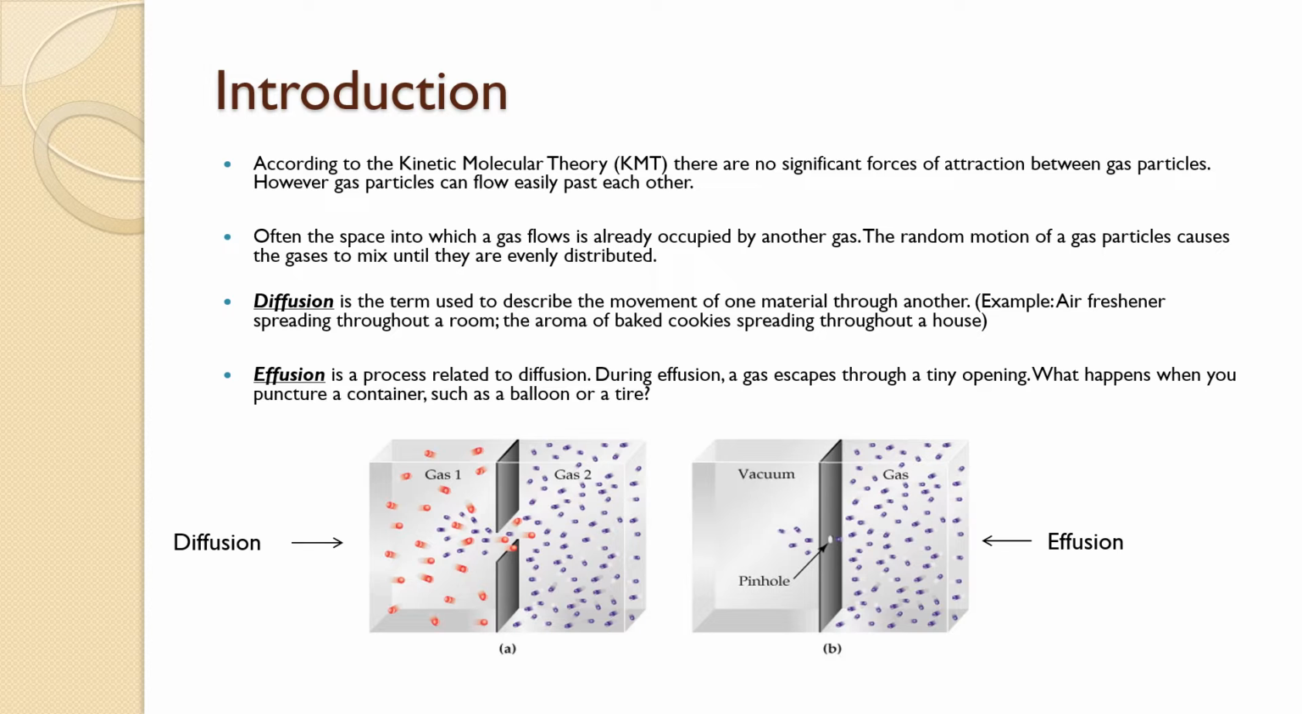So let's talk about our first term, which is diffusion. Diffusion is the term used to describe the movement of one material through another. For example, air freshener spreading throughout a room. When you first spray the air freshener, it is in a high concentration around you. Slowly, it will fill up the rest of the room.